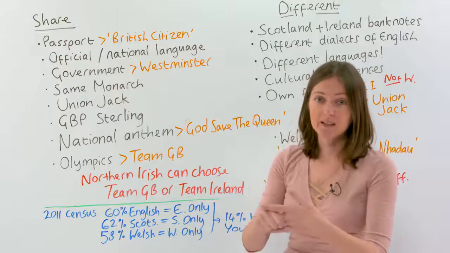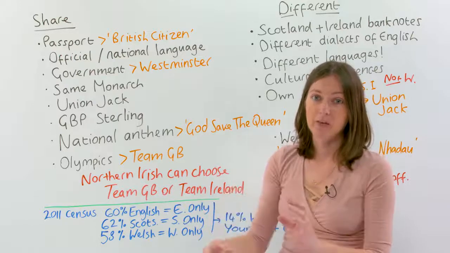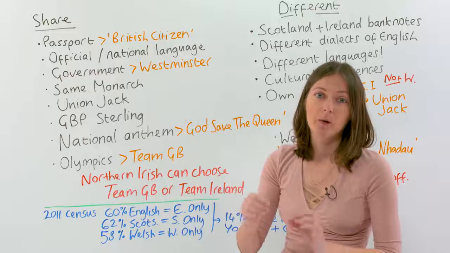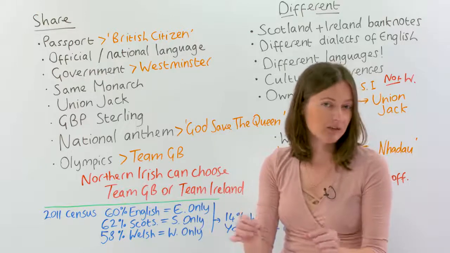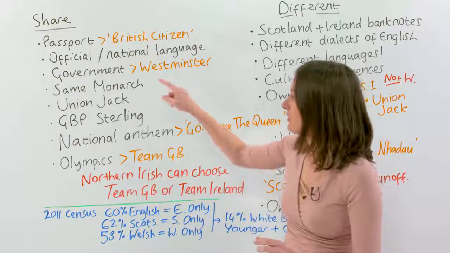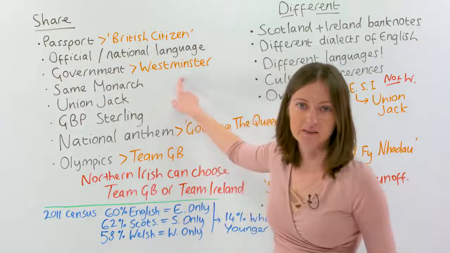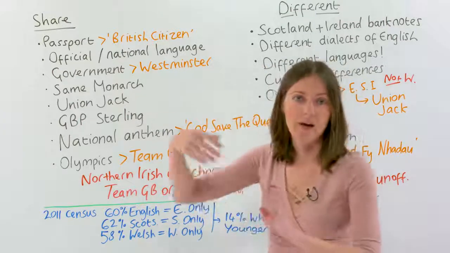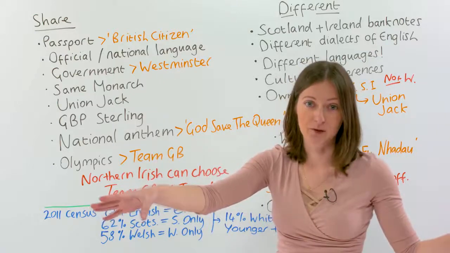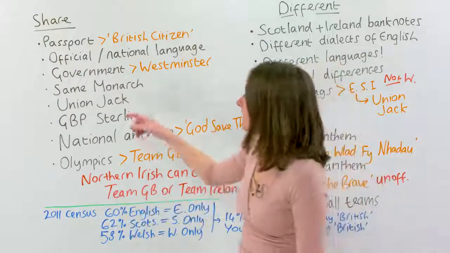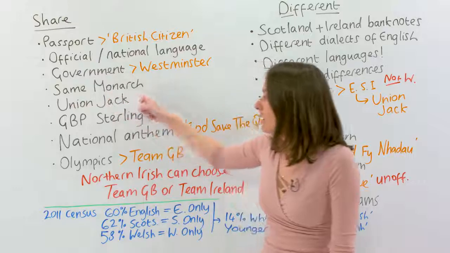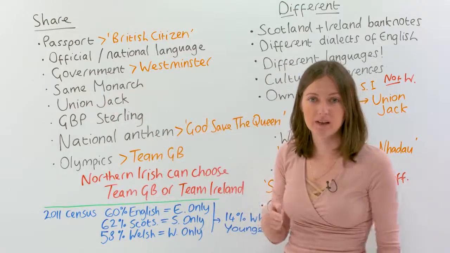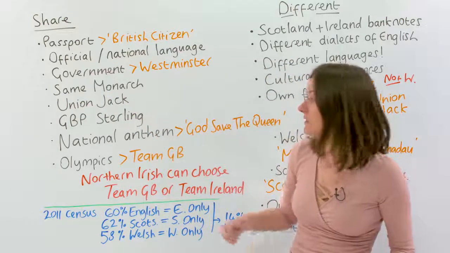So they can make some laws about some issues for themselves, but even though they have their own governments, the government in Westminster in London is sovereign. So what they say has the most power over the other governments. Okay. We share the same monarch. At the moment, that's Queen Elizabeth II.